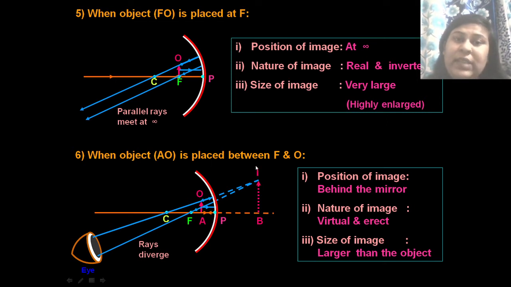But in the other case, for example, if the object is pointing upward, the image is pointing in the downward direction. That's why those are inverted images, and this is the erect image. It is a virtual image because it is formed behind the mirror. That's why this is the virtual image, and the size of the image is larger than the object.